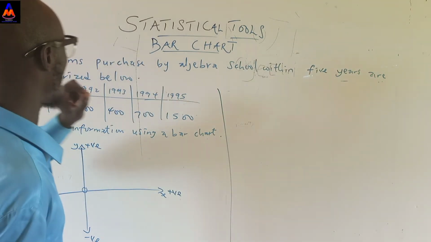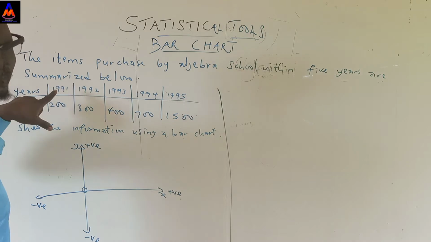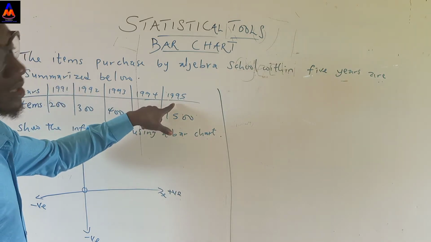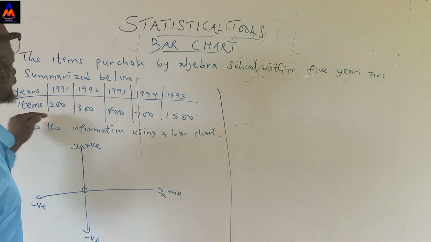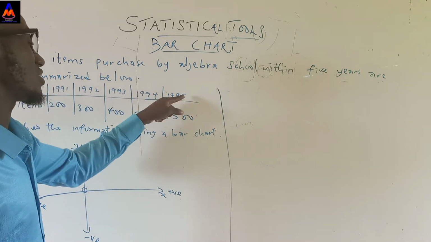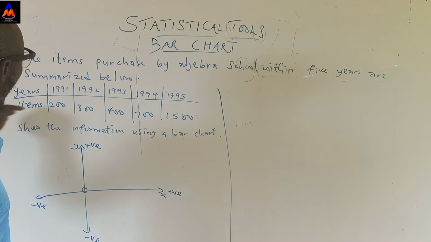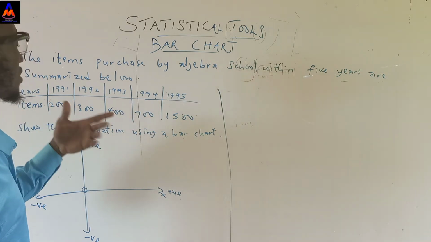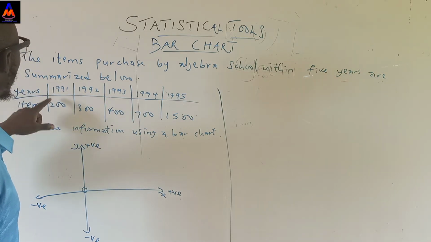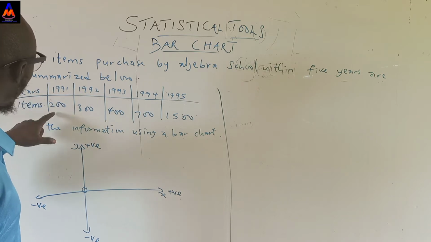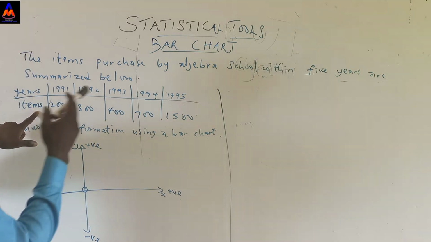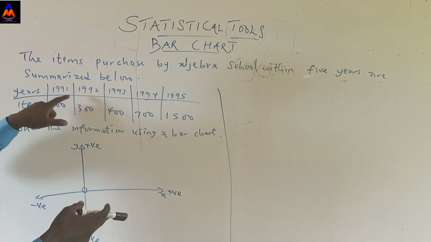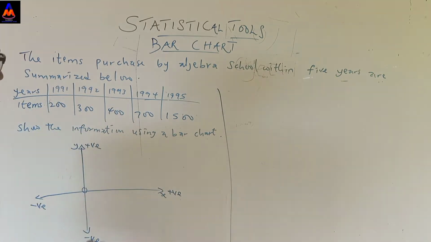These are the years that we are considering. These years are the data that we are going to vary with your items. These items will be the frequency. How many items appear in this year? How many items were delivered? The school bought 200 items in this year, 300 in this year, and so on and so forth.